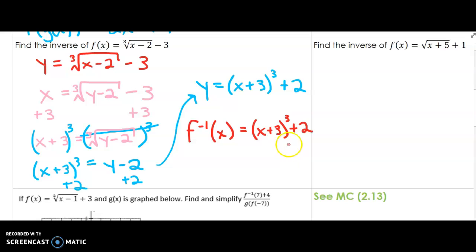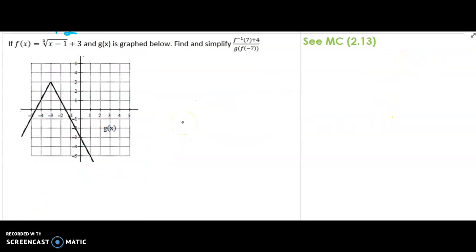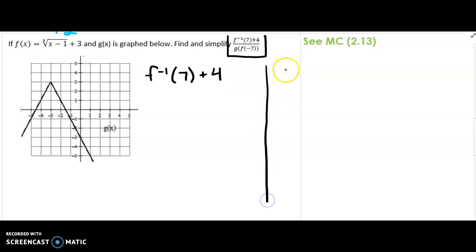plus 2. Again, I'm going to give you the chance now to try a very similar problem on the right side of our column here. Now let's put both of these topics together in one problem. Our ultimate goal is to find and simplify this fraction. In our numerator we have f inverse of 7 plus 4. And in my denominator I have g of f of negative 7.